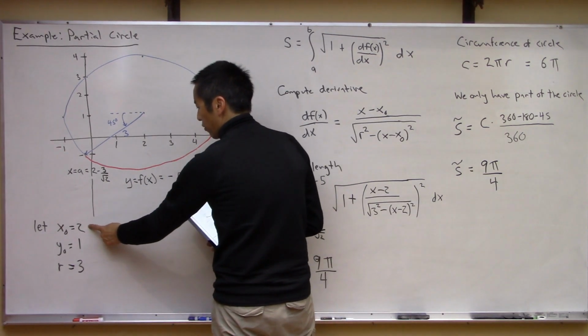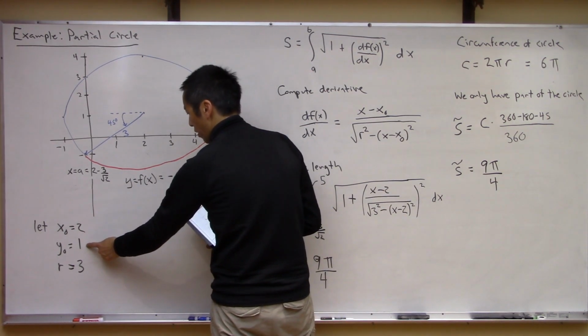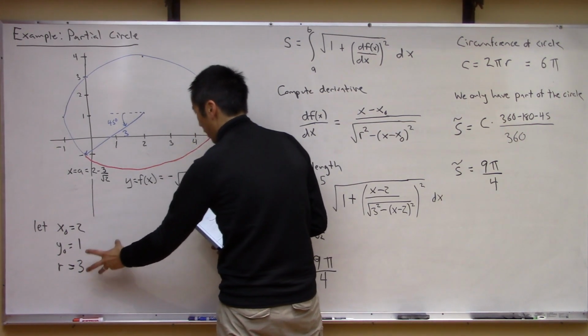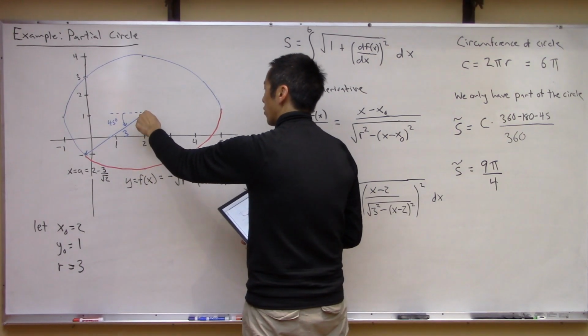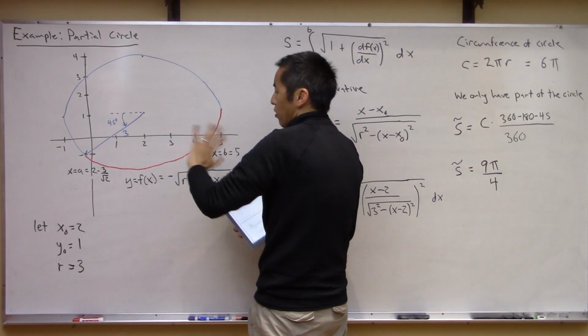Okay, so now what I would like to do is let's pick some numbers. So again, I picked these values, right? X naught of 2, Y naught of 1, and R of 3. So again, that gets me this picture here of this nice circle, radius 3, centered at 2, 1. And this is all set up, right?